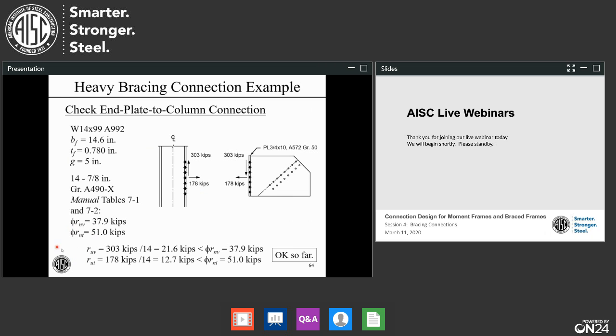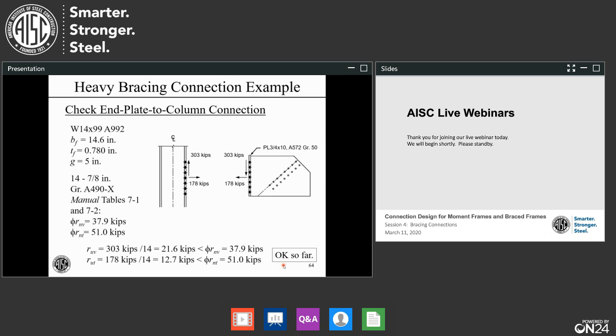Now, if we have no prying action, then the force in one bolt is simply the applied force divided by 14. So for shear, it'd be 21.6 kips. For tension, it'd be 12.7 kips. Now, just as a preliminary check, I want to compare these to these two design strengths. And you see that they're both less than. So it's okay so far.